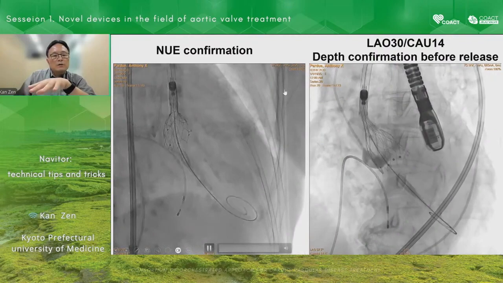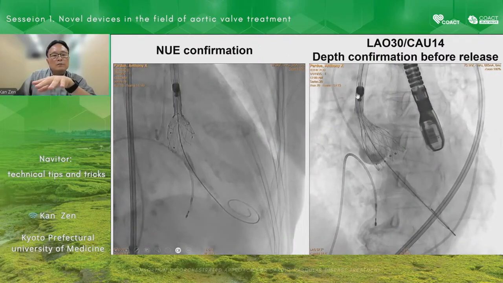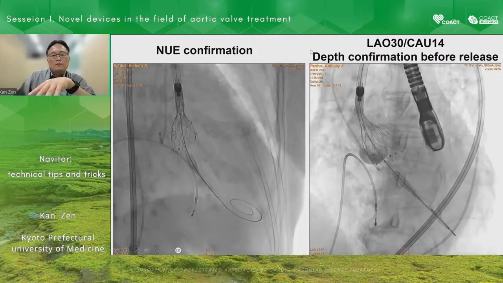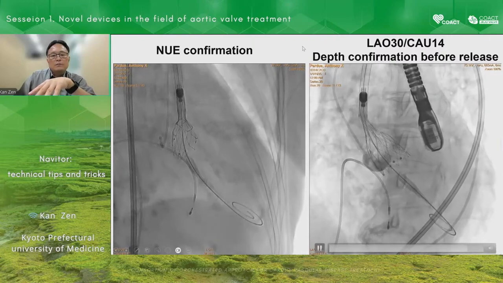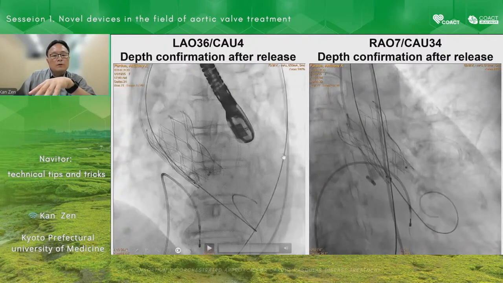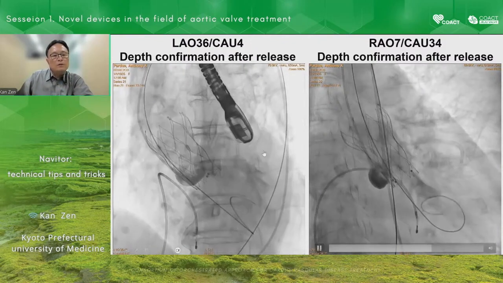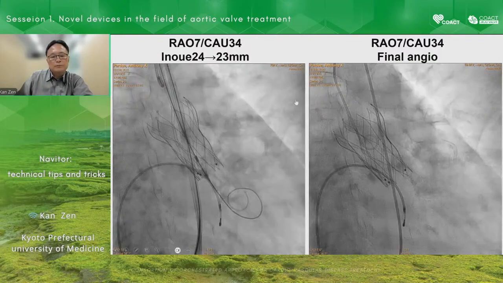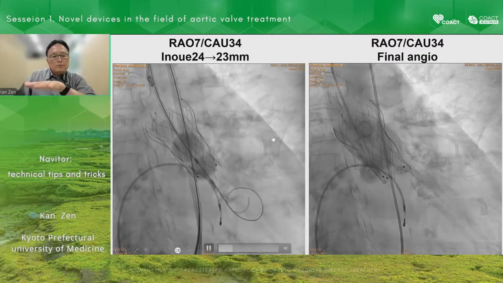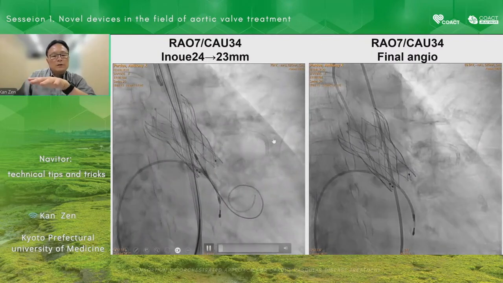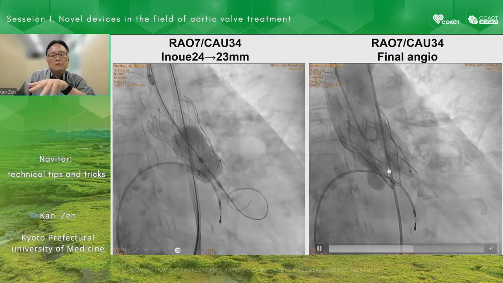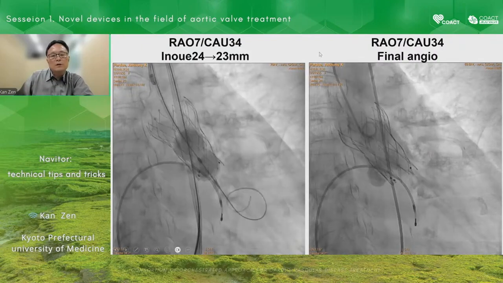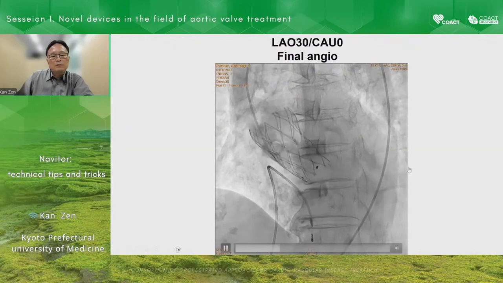And after confirmation of the non-uniform expansion like this, and after last checking the depth confirmation, I completely open the valve. And as you can see in this movie, the valve depth looks quite good. And to decrease PVL, I made post-dilatation using a 26 millimeter balloon, and as you can see in this slide, I could get an optimal result. That's it.